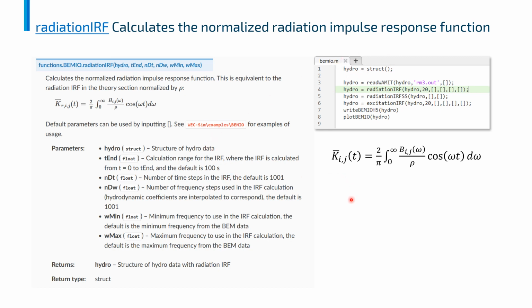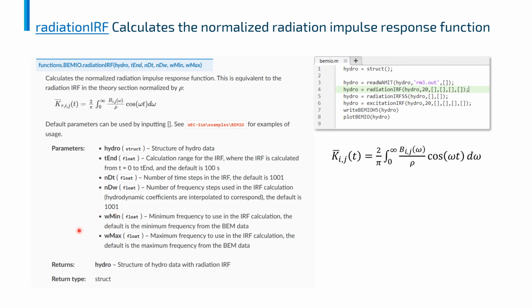You need to define dn, which is the calculation range for the impulse response function, where the IRF is calculated from 0 to the time that you define here. The default value is 100 seconds. Also, you need to define the number of time steps in the IRF. The default value is 1001. You need to define the number of frequency steps used in the IRF calculation. The default value is 1001 as well.